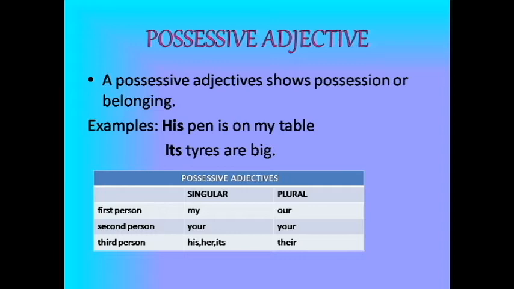Possessive adjectives. For the first person, in the singular form it is my, and in the plural form it is our. For the second person in the singular form, it is your. And for the second person in the plural form, it is the same, your. For the third person in the singular form, it is his, her, or its. For the third person in the plural form, it is their. This is how we can show possession over something, by giving the possessive adjectives in the sentence to show the ownership or belonging over some object.